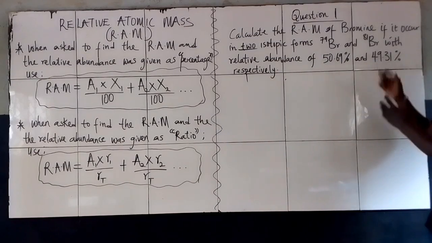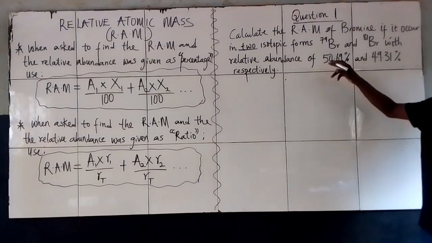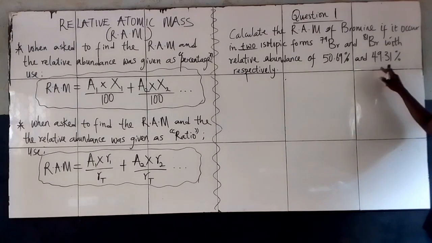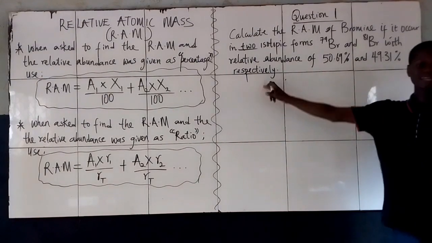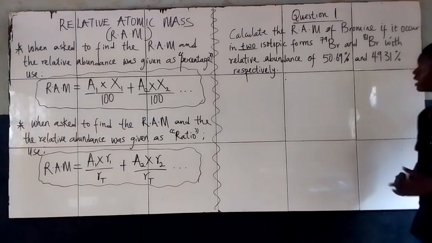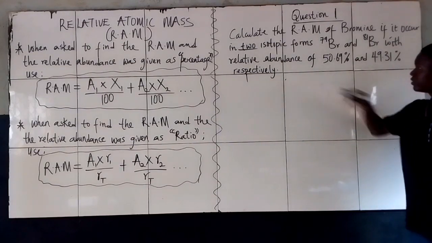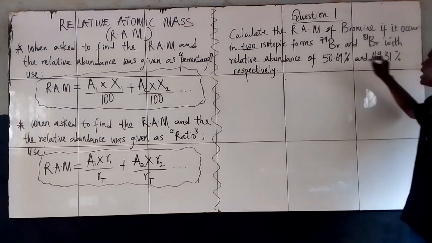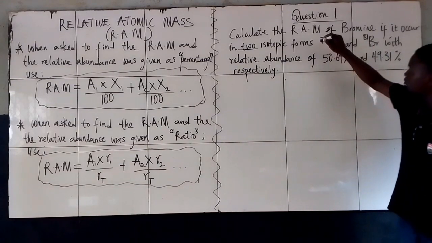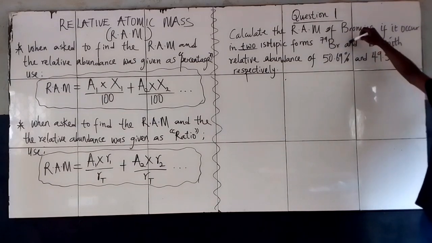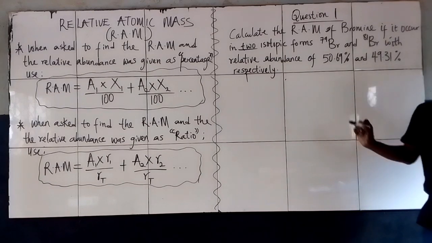Now we have this. They said if the relative abundance is given as 50.69% and 49.31% respectively. Now this is where you have to be very, very careful. Because of this word respectively, it means the order in which they gave the isotopes is the order it applies to the percentages. First to first, second to second. First before the and, we go with this. While this after the and, we go with what? This. That is the arrangement.